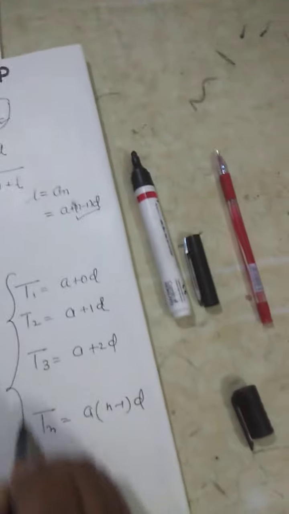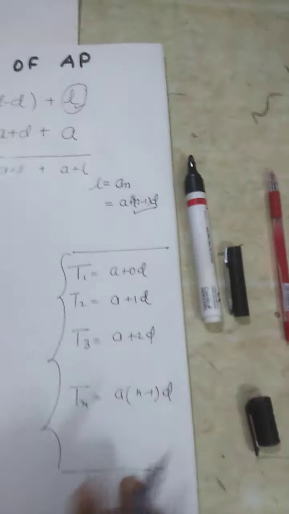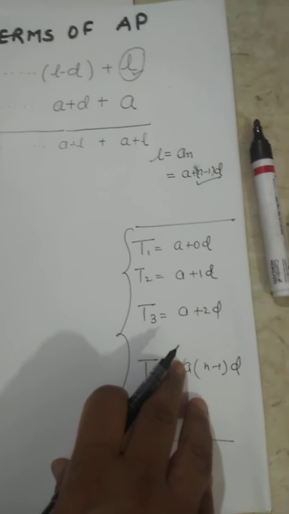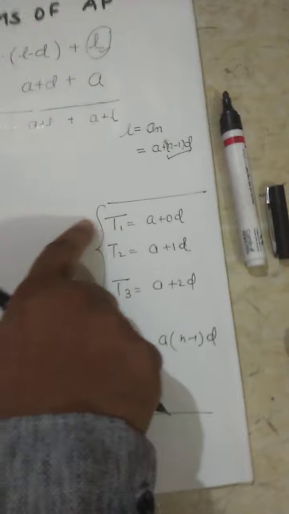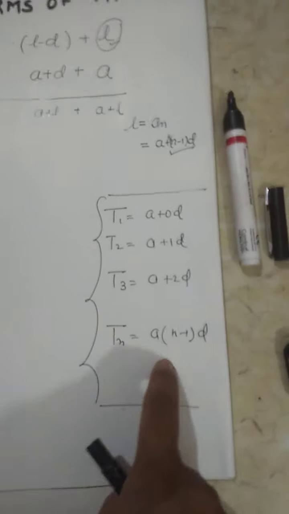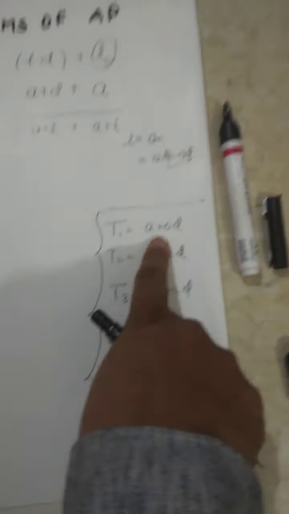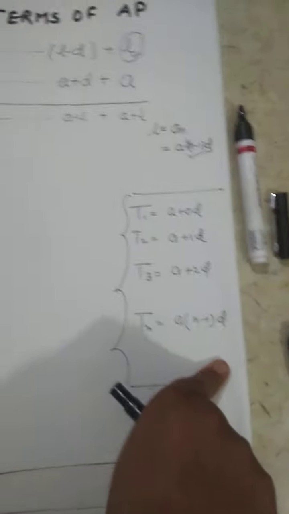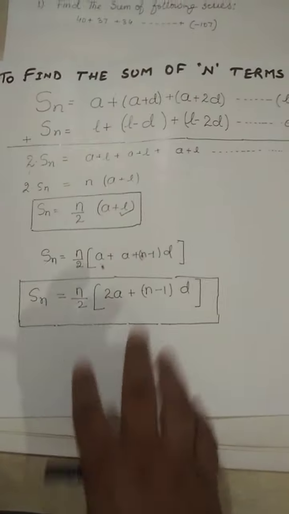This is the recap from the last class. I don't want to confuse you in any manner, so I just wanted to revise that one also. How Tn is equal to a plus n minus 1 d. For the first term, how many d? 0. For the second term, how many d? 1. For the third term, how many d? 2. For the nth term, how many d? n minus 1 d. I hope this formula is now clear for all of you.